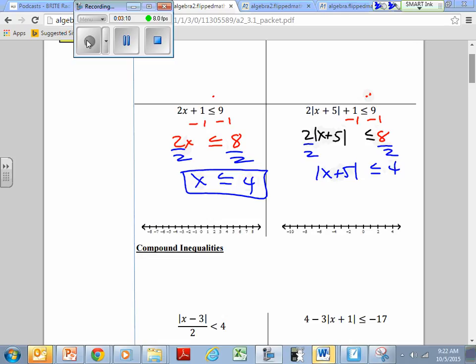When you get to this line, there's a special thing you do. You rewrite the problem as is without absolute value bars, x plus 5. The only extra thing that you add is on this side. You add a -4 to start it off.